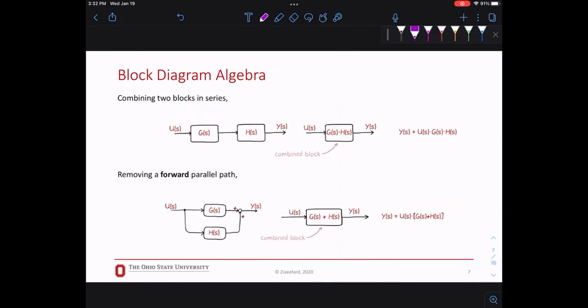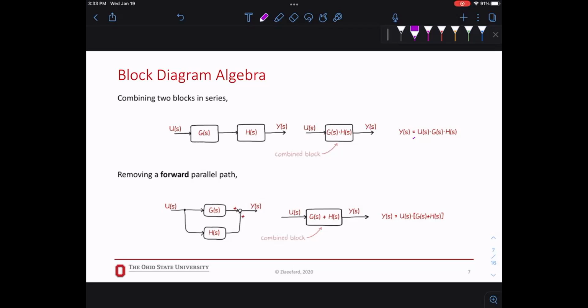Now, the algebra: if 2 of them are in series, you multiply them. So the new block is the multiplication of the other 2. If they are forward parallel paths, you can add them, right? So the block that replaces those 2 will be the addition of them, and the input signal and output signal stay the same. So we need to know where we started and where we ended. And you see here, Y(s) is our output, U(s) is the input. Now Y(s) will be U(s) times G(s) H(s), right? Again, the idea is we want to find the output considering what was the input.